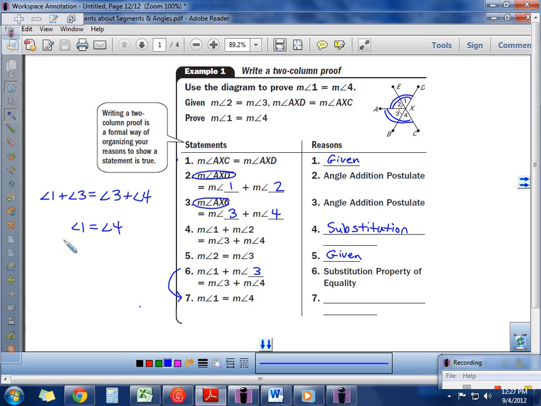What went away? The 3's went away. Now, what are the 3's doing with the other terms? They're adding. How do you get rid of adding? Subtracting angle 3 from each side will make them go away. What's the property we did right there to make the 3's go away? Perfect. The subtraction property. Good.